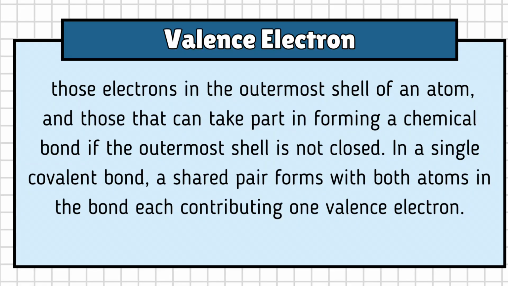Next is the valence electron. In chemistry and physics, valence electrons are those electrons in the outermost shell of an atom and those that can take part in forming a chemical bond if the outermost shell is not closed. In a single covalent bond, a shared pair forms with both atoms in the bond, each contributing one valence electron.